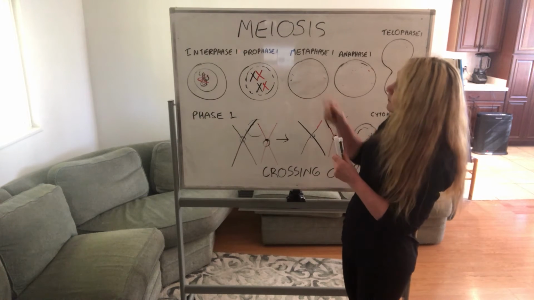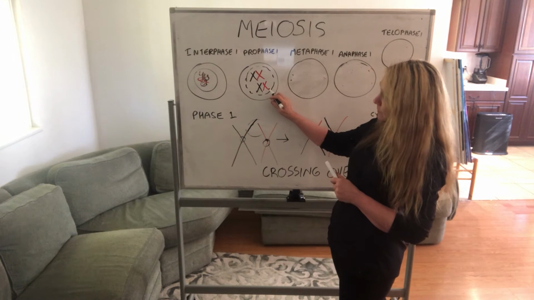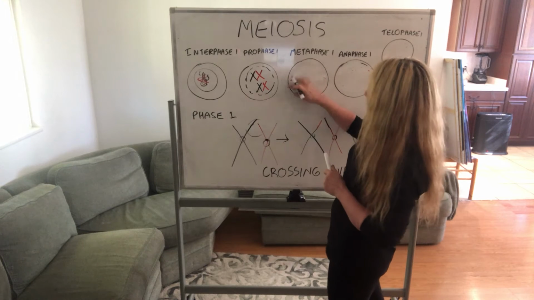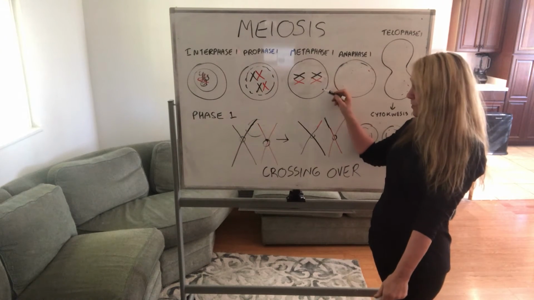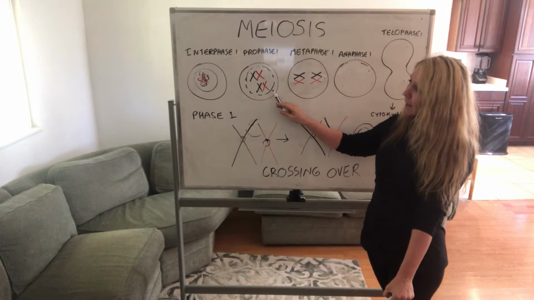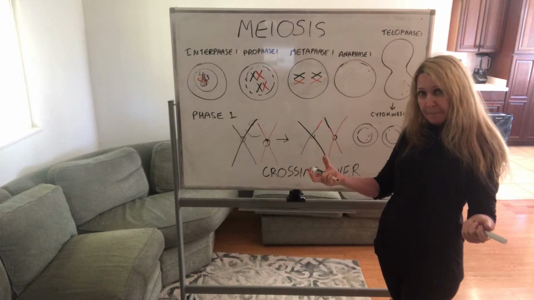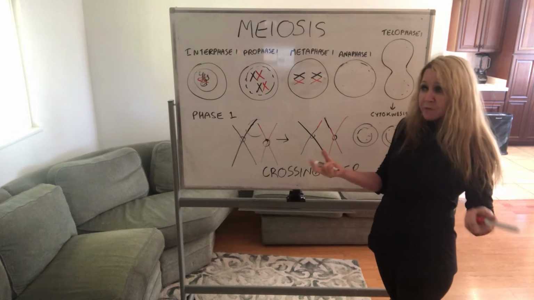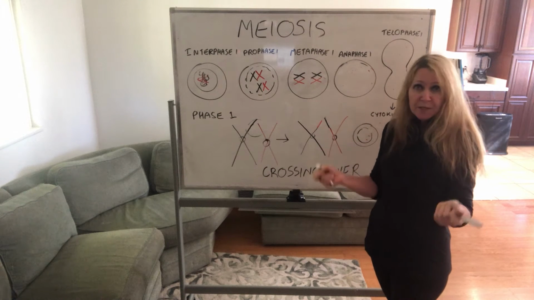Okay, metaphase now, middle. Think meta, middle. So now these chromosomes are going to line up, but they're going to line up in pairs. These pairs are called homologous chromosomes. They code for the same traits. They're not going to have identical genes because one comes from mother and one comes from father, but they code for the same traits.